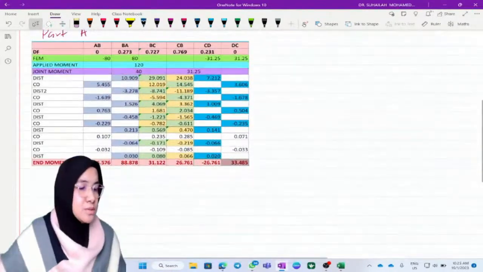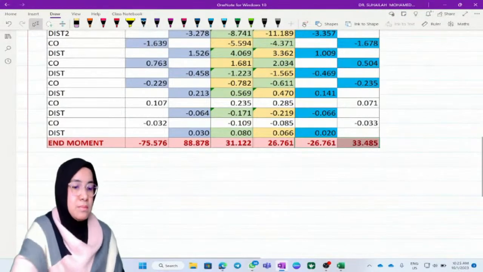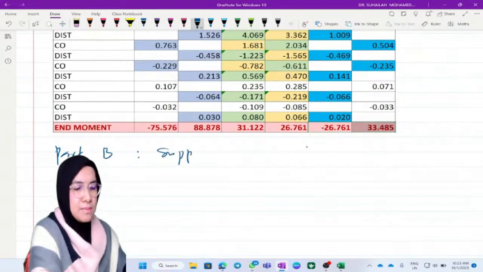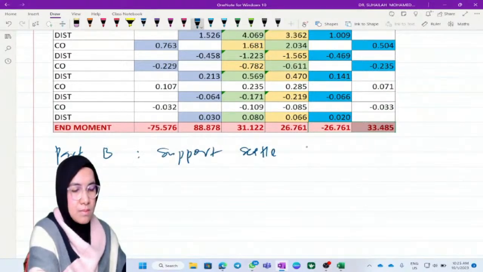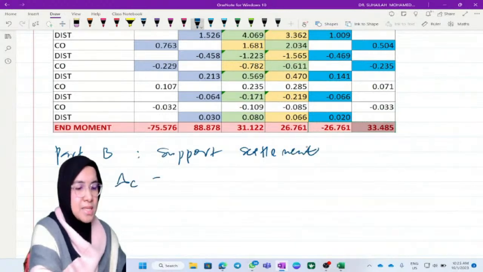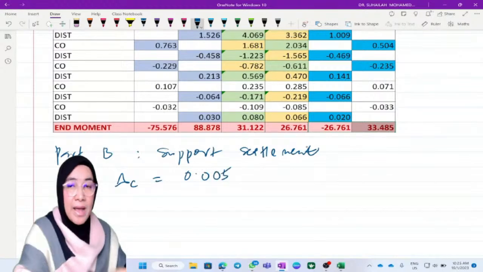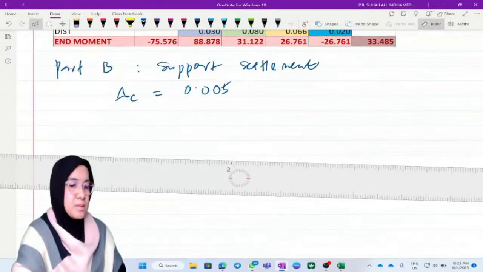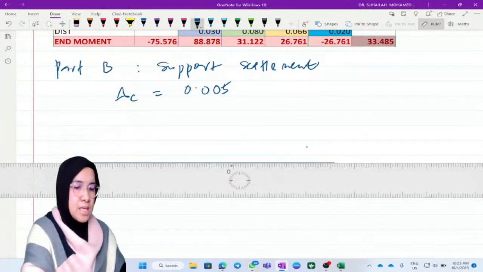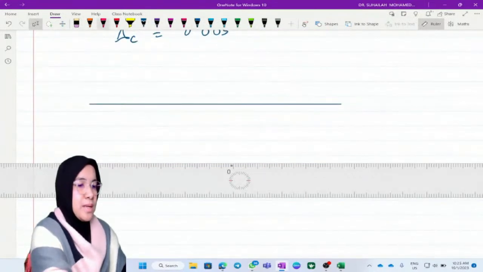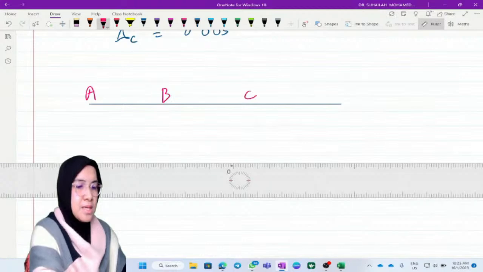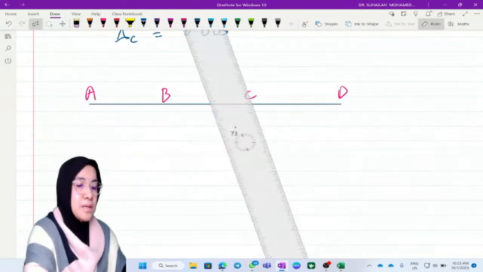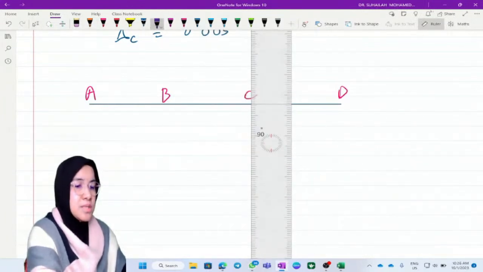Okay, now we want to do part B. This is support settlement. Delta at C is equal to 0.003. It means that we have it like this. We label as A, B, C, and D. C is settled, which means we have to draw the settlement at C.